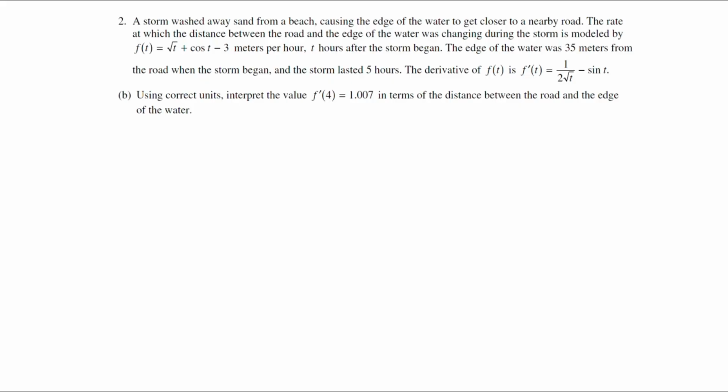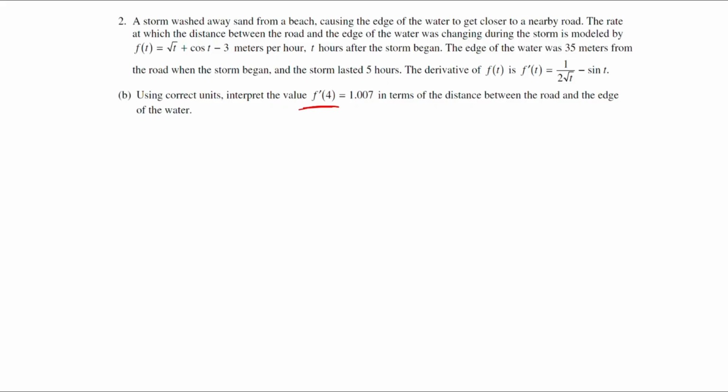In part B, it says, using correct units, interpret the value f prime of 4 equals 1.007 in terms of the distance between the road and the edge of the water. So if the derivative at 4 is positive, that means that the distance between the road and the edge of the water is increasing at this rate, since its derivative is positive.